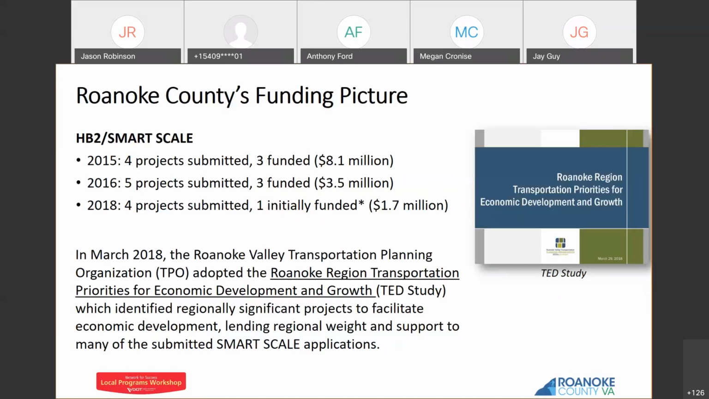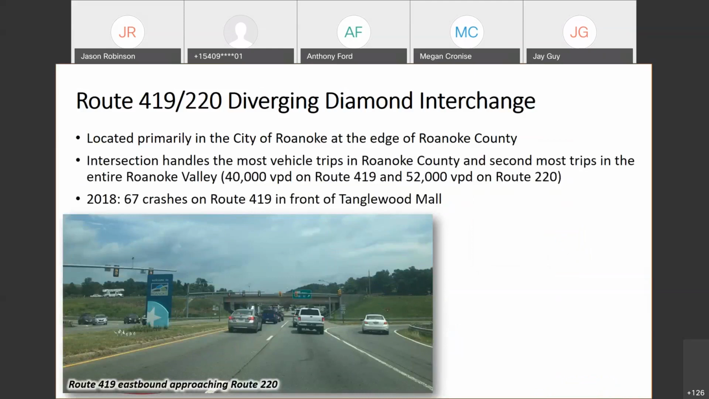Next slide, please. So the asterisk project is the Route 419 and Route 220 diverging diamond interchange. The image you can see at the bottom is Route 419 approaching US 220 at the City of Roanoke line. You can see the sign there on the left. The project is located primarily in the City of Roanoke at the edge of Roanoke County. This intersection handles the most vehicle trips in the county and the second most trips in the entire Roanoke Valley. We've got about 40,000 vehicles per day on Route 419 and 52,000 on Route 220.